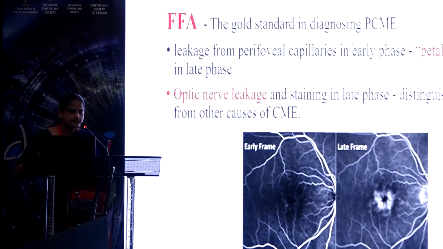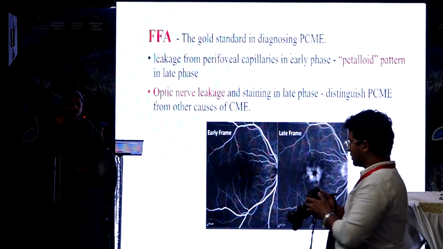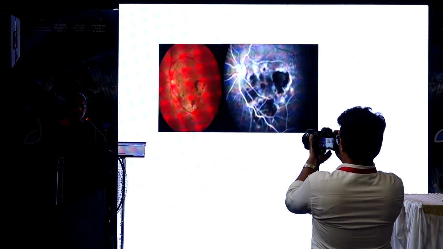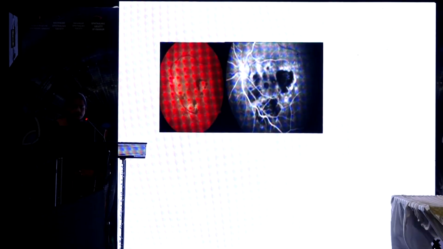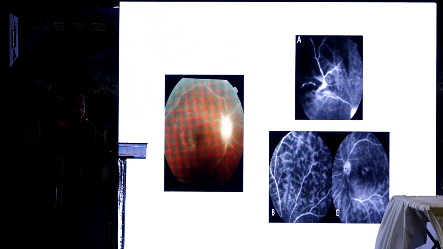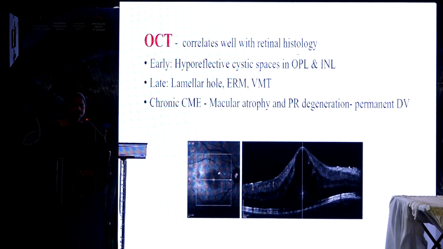FFA is still the gold standard in diagnosing pseudophakic CME by demonstrating leakage from the optic nerve. It distinguishes pseudophakic CME from other causes of cystoid macular edema. In uveitic CME, it helps to find out inflammatory CNVM, macular ischemia, neovascularization in the retina, or occlusive vasculitis. This is a picture of Behçet syndrome showing a fern pattern of leakage from retinal vessels.